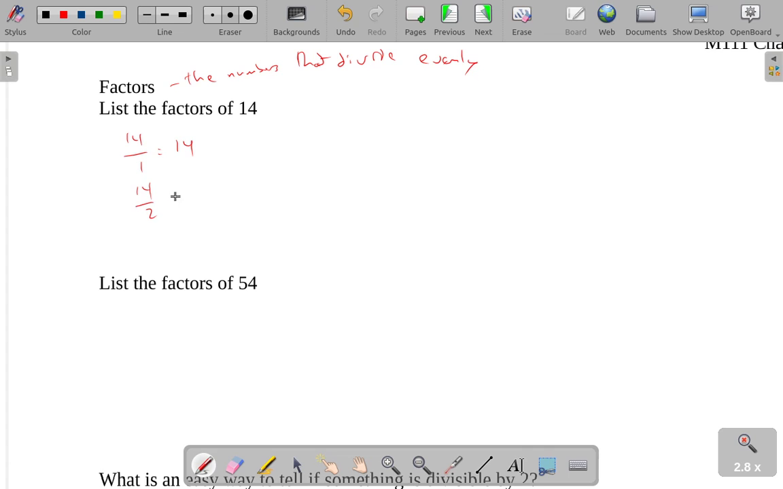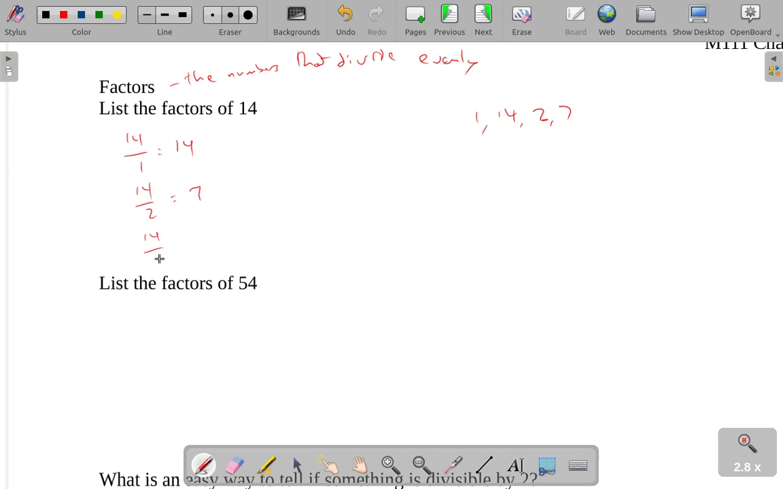14 divided by 2 works out. That's 7. So 2 is a factor of 14. Conversely, this actually also means that 7 is a factor of 14, and this is one of the tricks if you're trying to find factors. Each time you're able to do this, it actually gives you 2 factors. 1 and 14 are both factors. 2 and 7 are both factors. So let me just write these out. 1, 14, 2, 7.